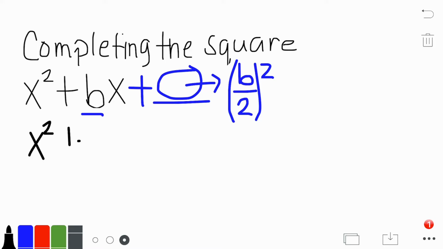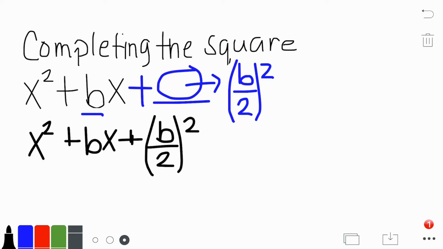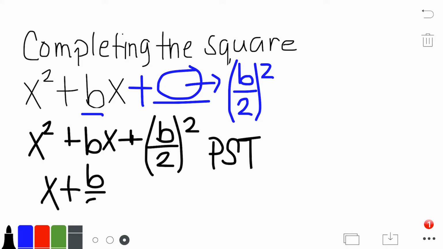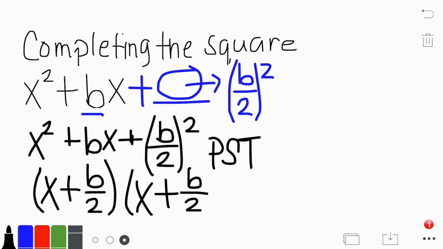x squared plus bx plus your third term, which will now be b divided by 2 quantity squared. Alright, in doing so, you formed a perfect square trinomial, which will now have factors of x plus b over 2 quantity multiplied by x plus b over 2.